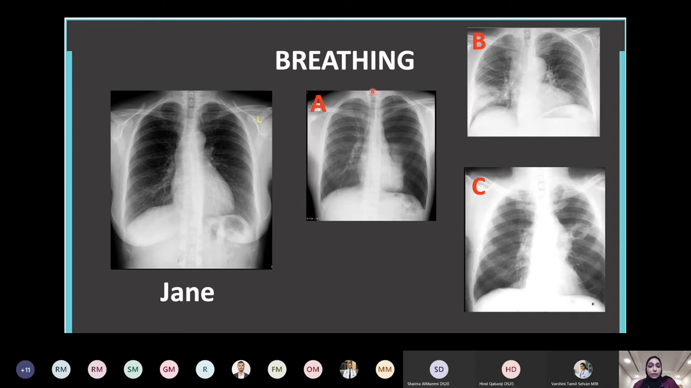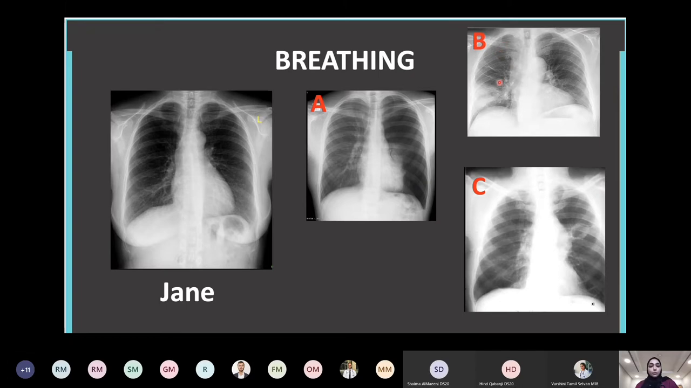Also, I need you guys to remember, I know we're working on the lungs and breathing, but if you look closer, we have a little bit of tracheal deviation to the right. That's logical because you have more air here, and that would push your contents to the opposite side.